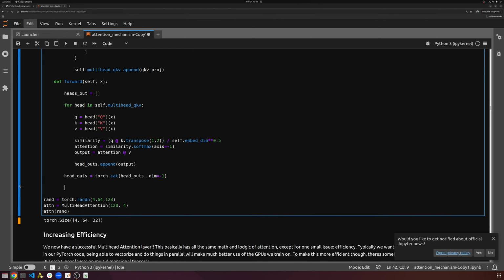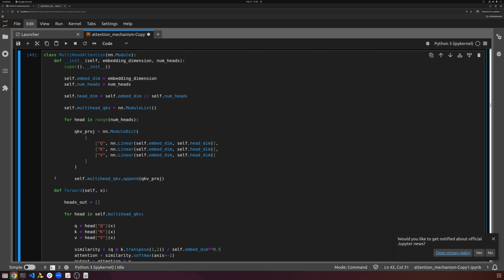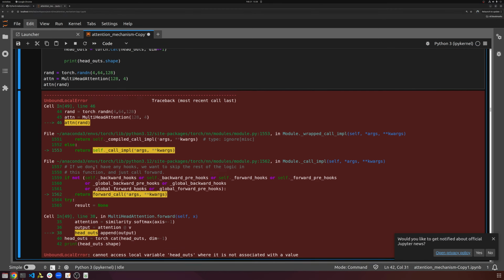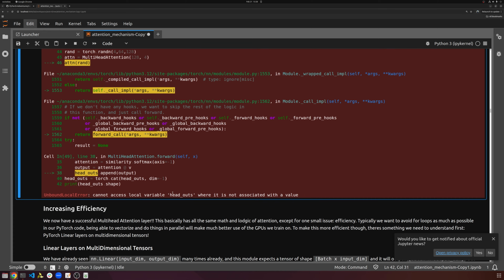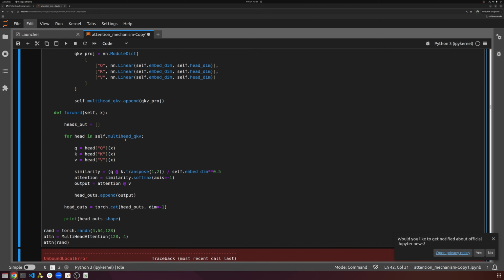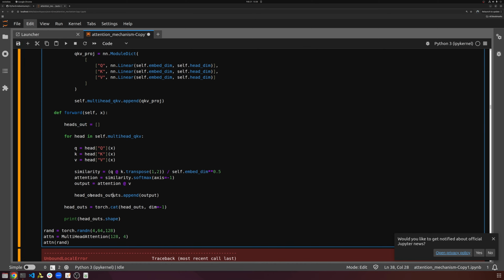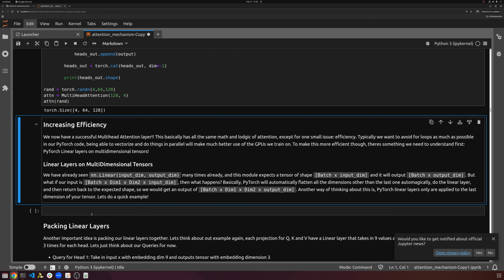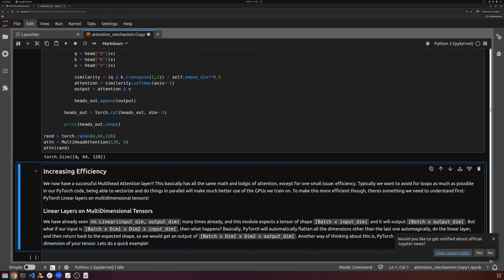And then we can print headouts.shape, and we'll see that we have an error. Okay, let's see here. Headouts does not exist. Oh, because I called it headout. So there we go. Let's change all of these to that. And we have a 4 by 64 by 128, because we've concatenated those heads back together.